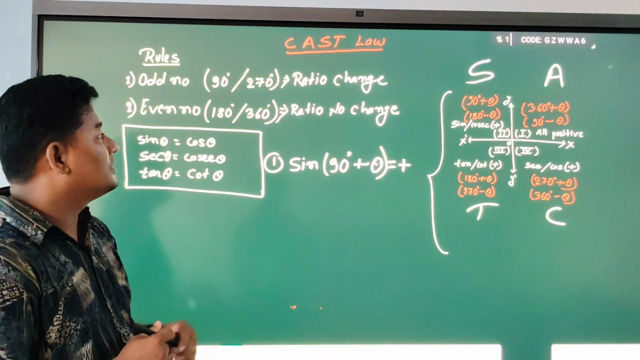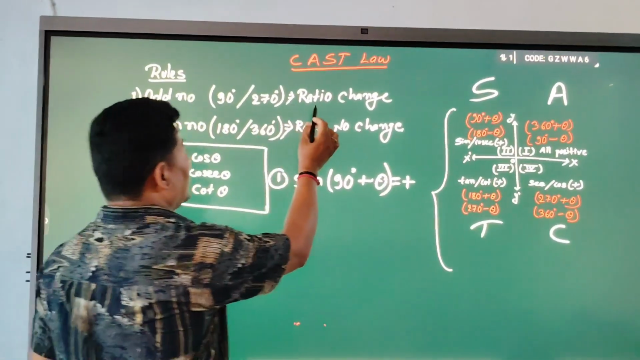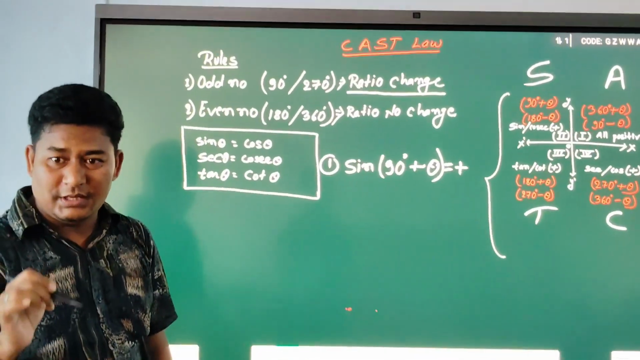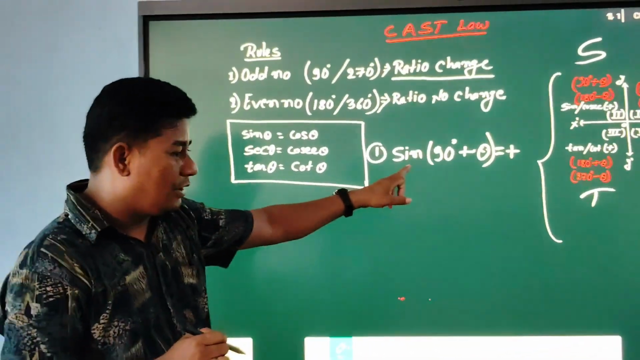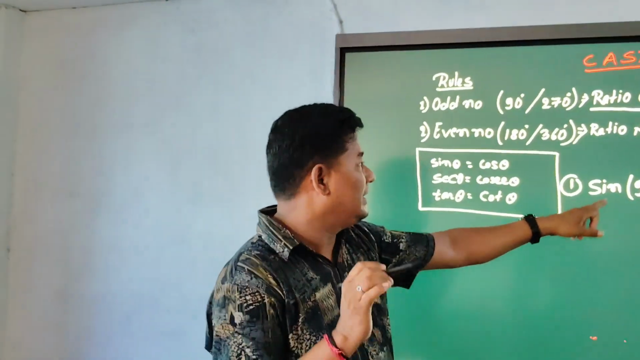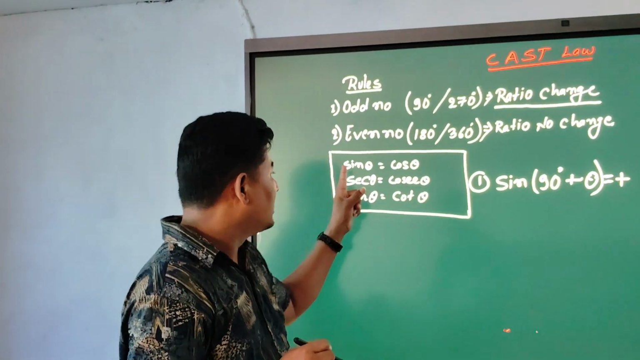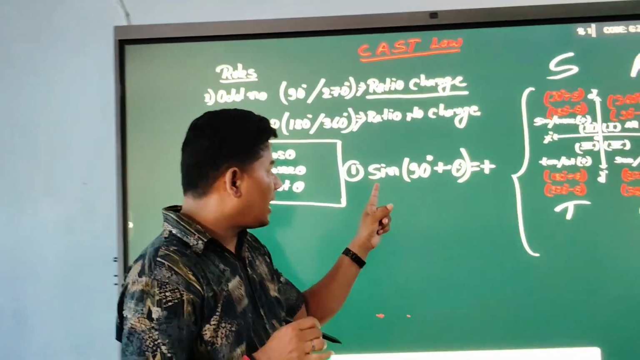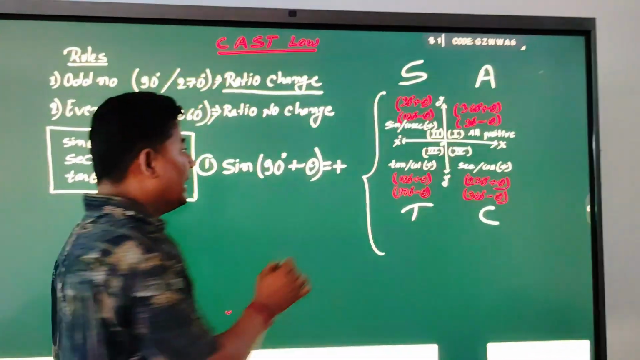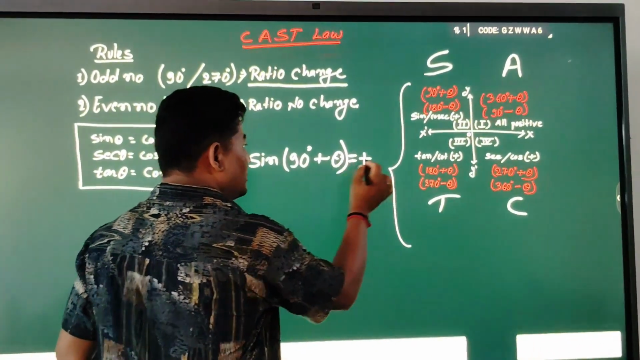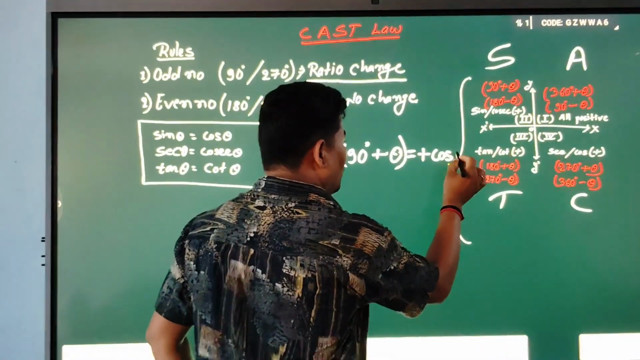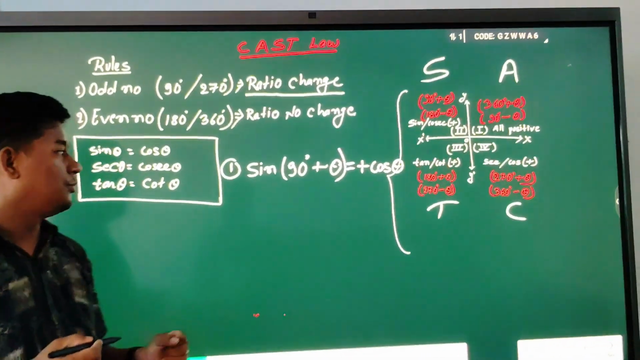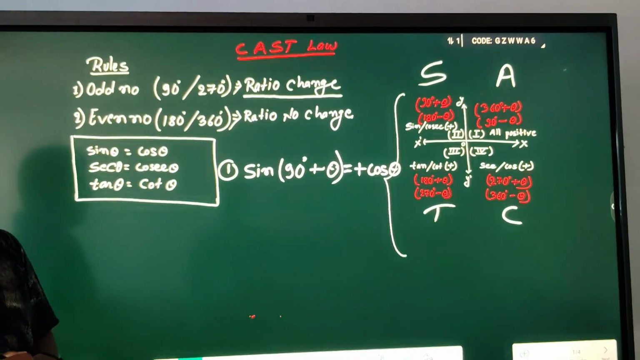And if 90 is an odd number, then in the case of 90, the ratio is changed. You are looking here, the sine ratio is changed into cos. Sine is changed into cos. Means sine of 90 degree plus theta is equal to cos theta. This way, by using the short rule, we can change the quadrant.